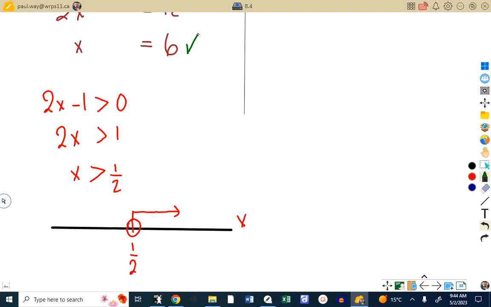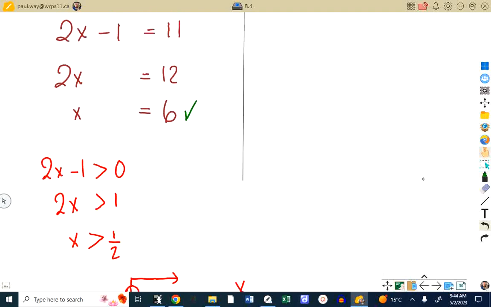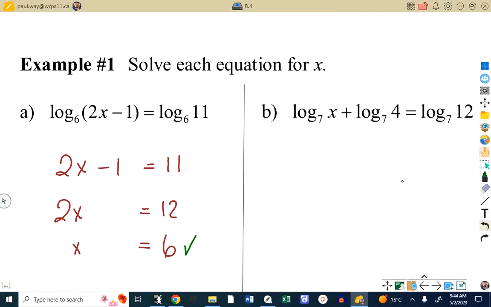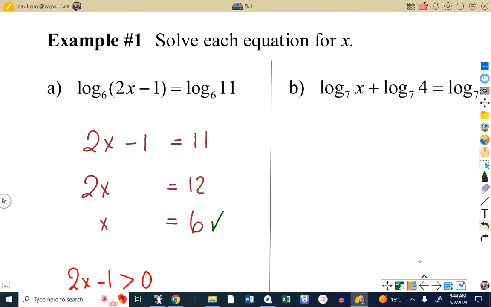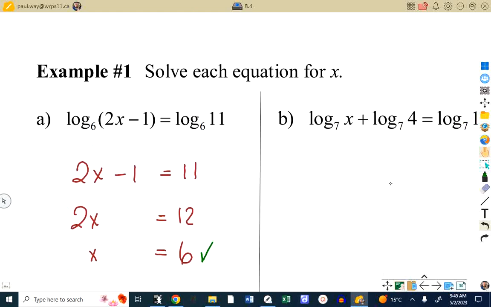What some people do, and I don't think this is as good, is they will simply take that number 6. They won't even look at any of this that I've got in red. They will take that number 6 and put it into the equation, and they will end up with 2 times 6 minus 1. 2 times 6 is 12. 12 minus 1 is 11. And they'll have log base 6 of 11 equals log base 6 of 11, and they will check it. I don't think that's as good as finding the restriction.